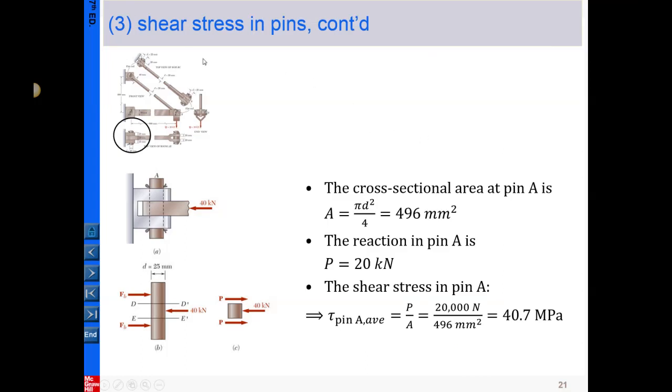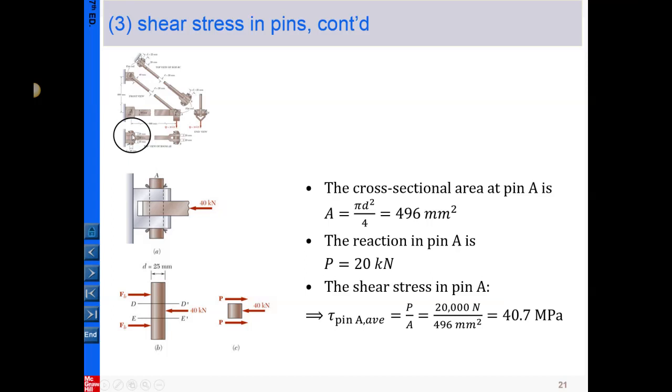So we continue to determine the shear stress. In the previous example, we determined the stress at the pin C. Now we move our focus to determine the stress at the pin here. So that is the pin here, and that's pin A.